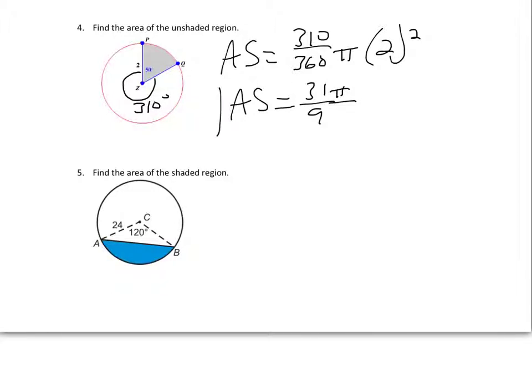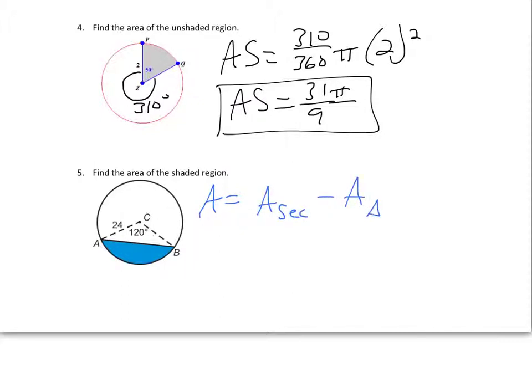All right, and lastly, number 5, we're going to find the area of the shaded region again. This one's a challenging one because we've got this little messed up triangle that we got to take off. Okay, so the best way to do this is to find the area of the whole sector and then subtract off the area of this triangle. All right, so that's why I said this one's a little bit more complicated. So we need to first start by finding the area equals the area of the sector minus the area of the triangle.